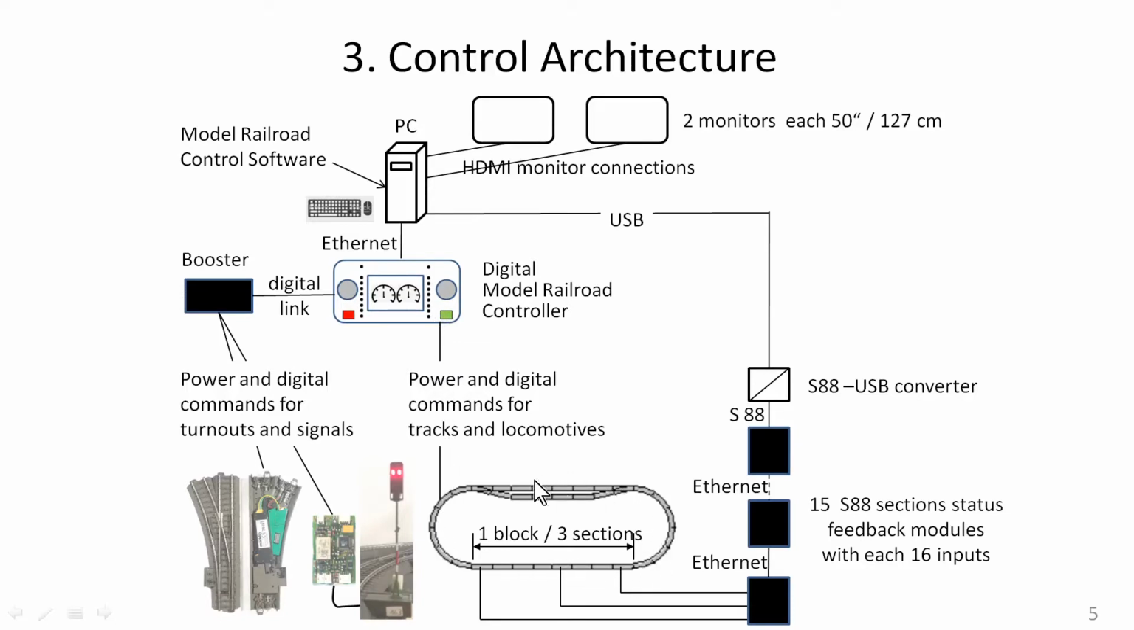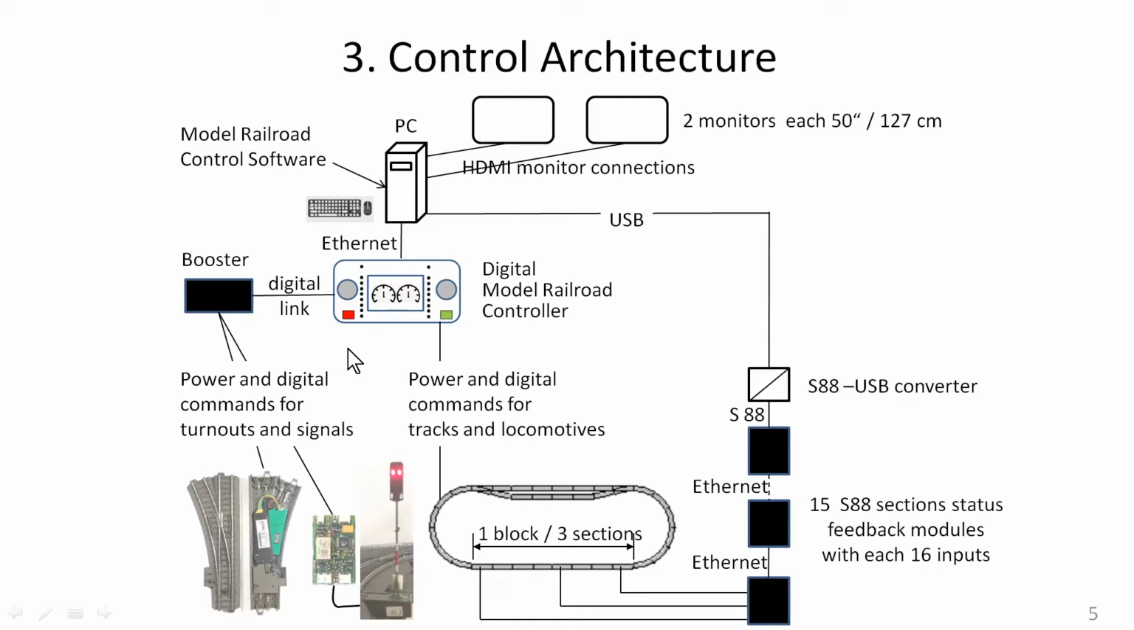If you have a very large model railroad with plenty of tracks and locomotives needing much more power than this digital model railroad controller can supply, then you can add a booster and, for example, divide your model railroad tracks into two electrically separated parts and then feed one part through the controller and one part through the booster. In my case, I did it a little bit differently.